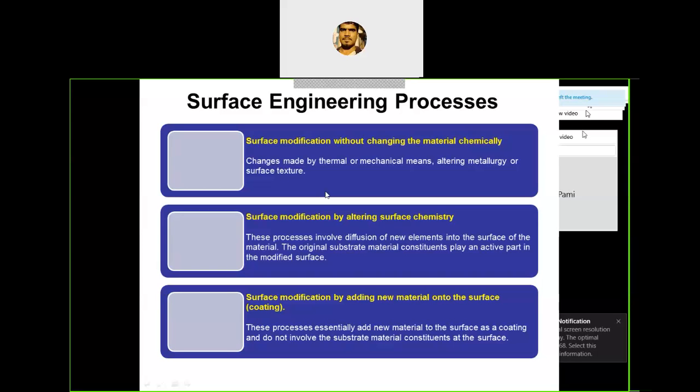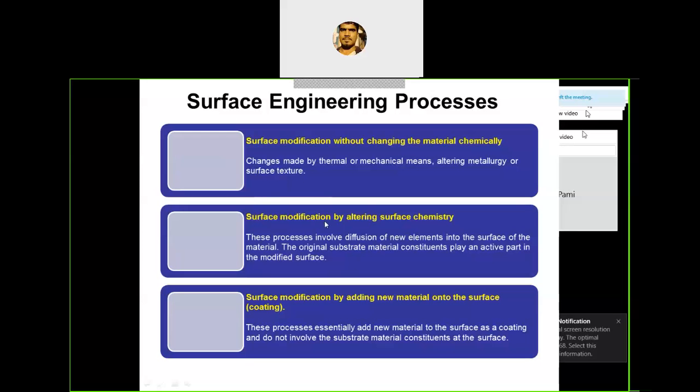without changing the material chemically. We are not going to change the material. Chemically it remains the same, but we are going to modify the surface, through changes made by thermal or mechanical means, altering metallurgical or surface texture or grains. Clear? That is what we are going to change. That we will discuss.